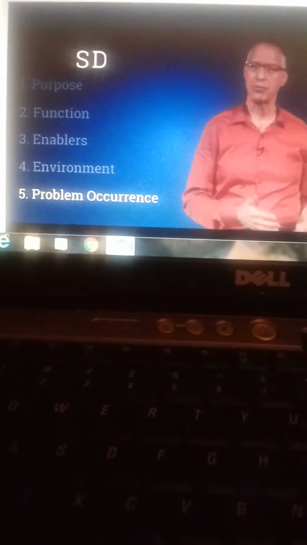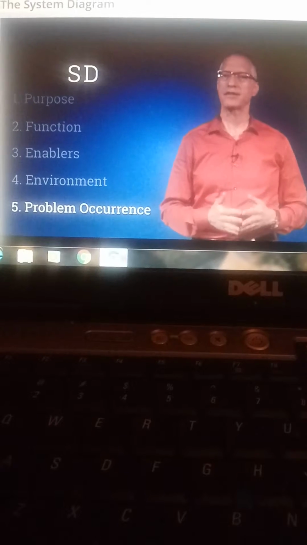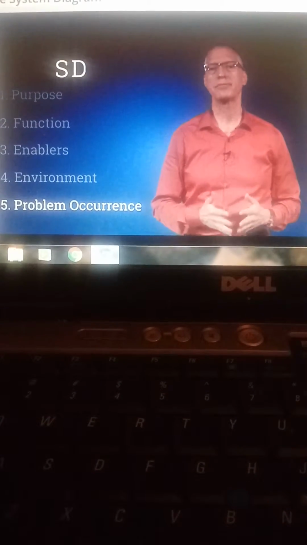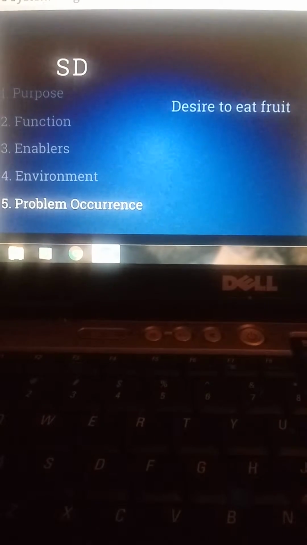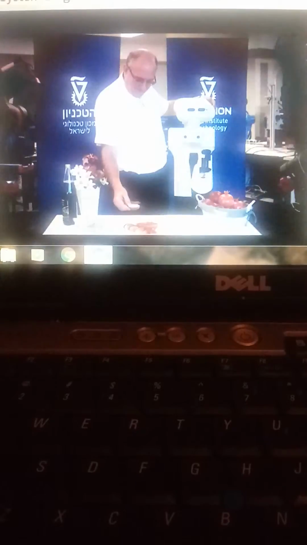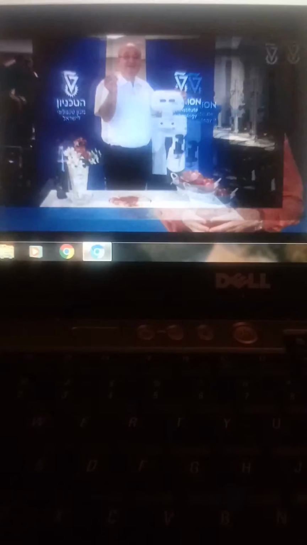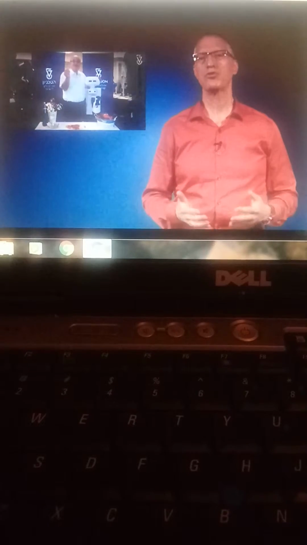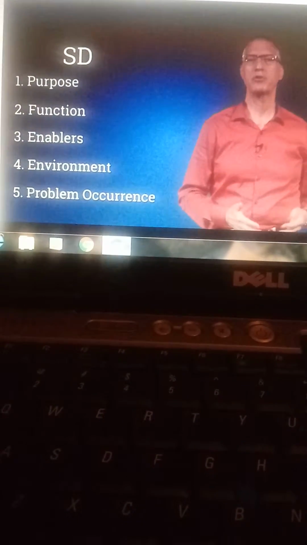The fifth and last SD component is the problem occurrence. Any artificial system aims to solve some problem. In our case, people are hungry and want to eat fresh fruit without having to leave their seat. The Technion's president who benefited from the system is an example of someone for whom we would usually present only the system diagram, SD, with its 5 components.